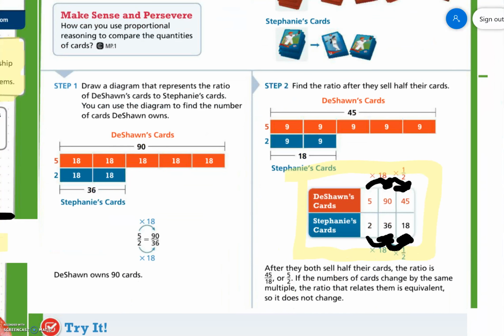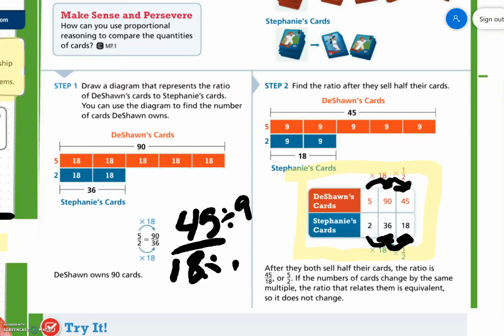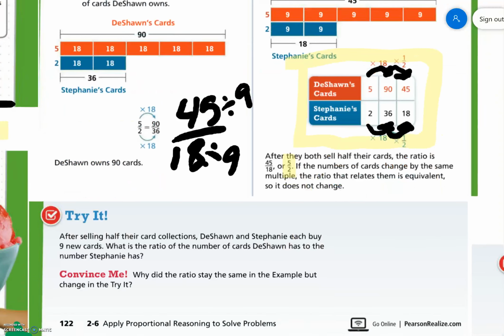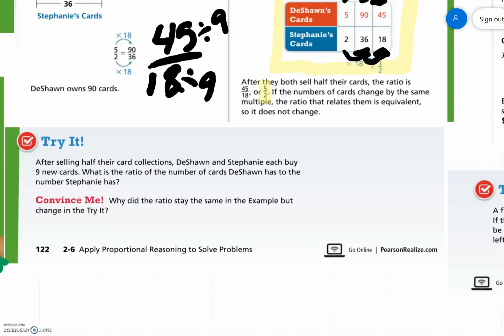So Deshawn will have 45 over 18, but 45 over 18 can both be reduced by 9. So if we divide by 9, you get 5 over 2, which is the same ratio we had from the beginning. So if the number of cards change by the same multiple, the ratio that relates them is equivalent. It does not change. Let's try it.